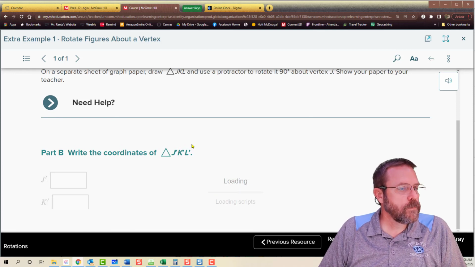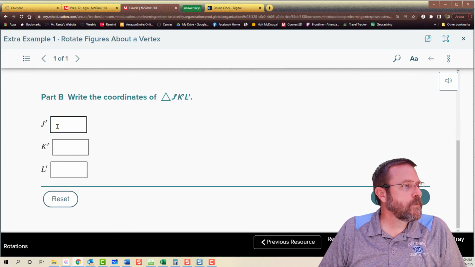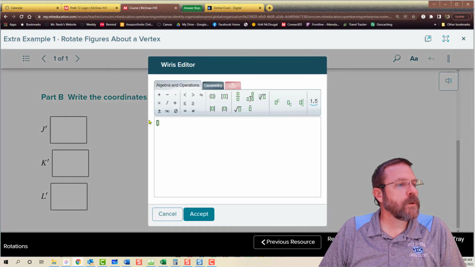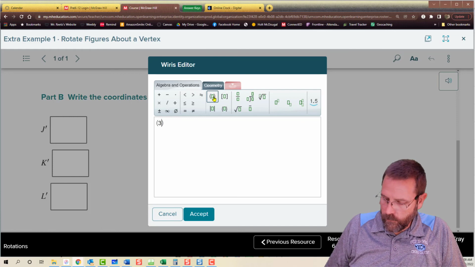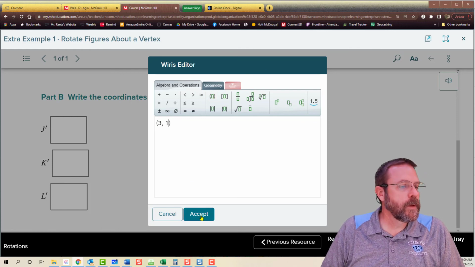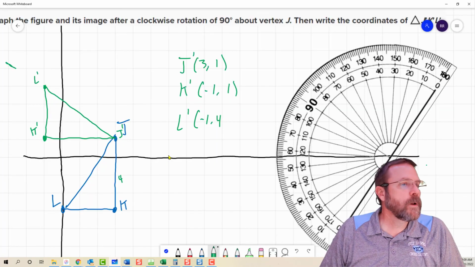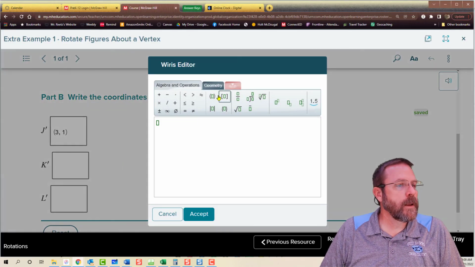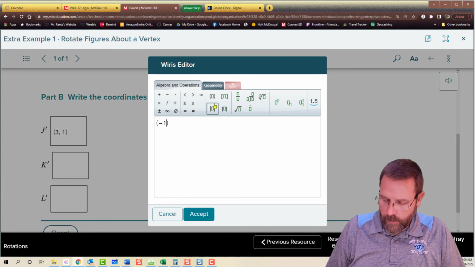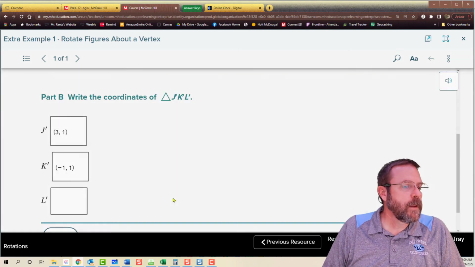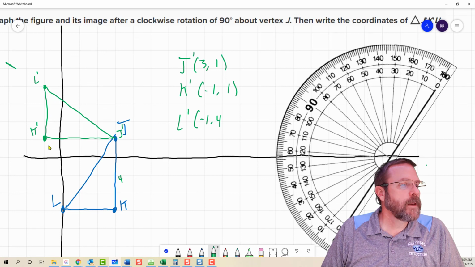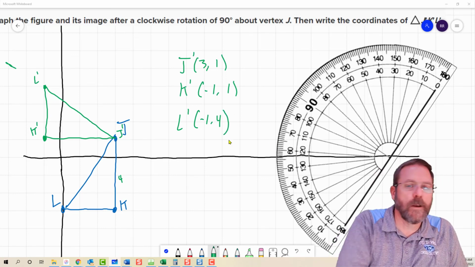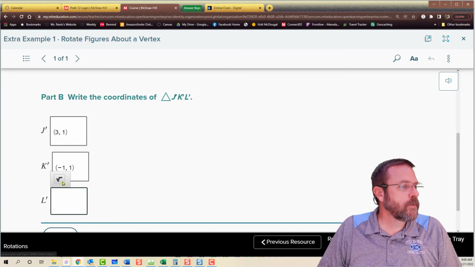Let's jump back over to our textbook and where that assignment was, and let's see if we got those points correct. So the first one I said was going to be located at 3, 1. The internet's running really slow here, so I'm going to do 3 comma space 1, accept that. The next point I said was at -1, 1, so we're going to put -1 comma space 1, and then L, that's going to be at -1, 4. Oops, I did not include my last parenthesis there. -1, 4. So I'm going to plug that in.